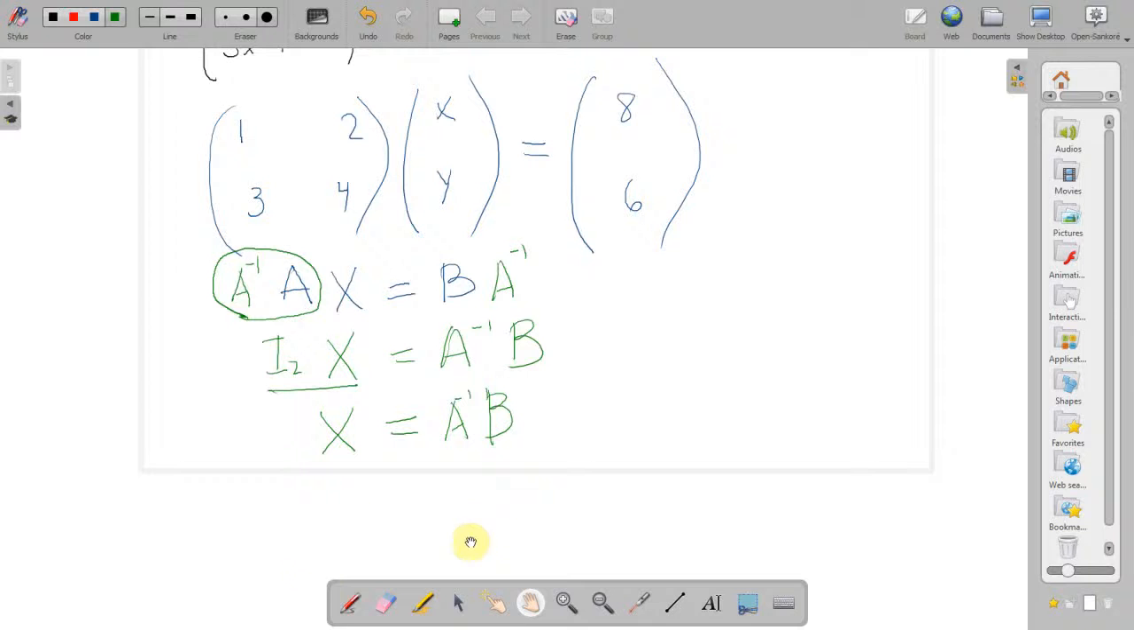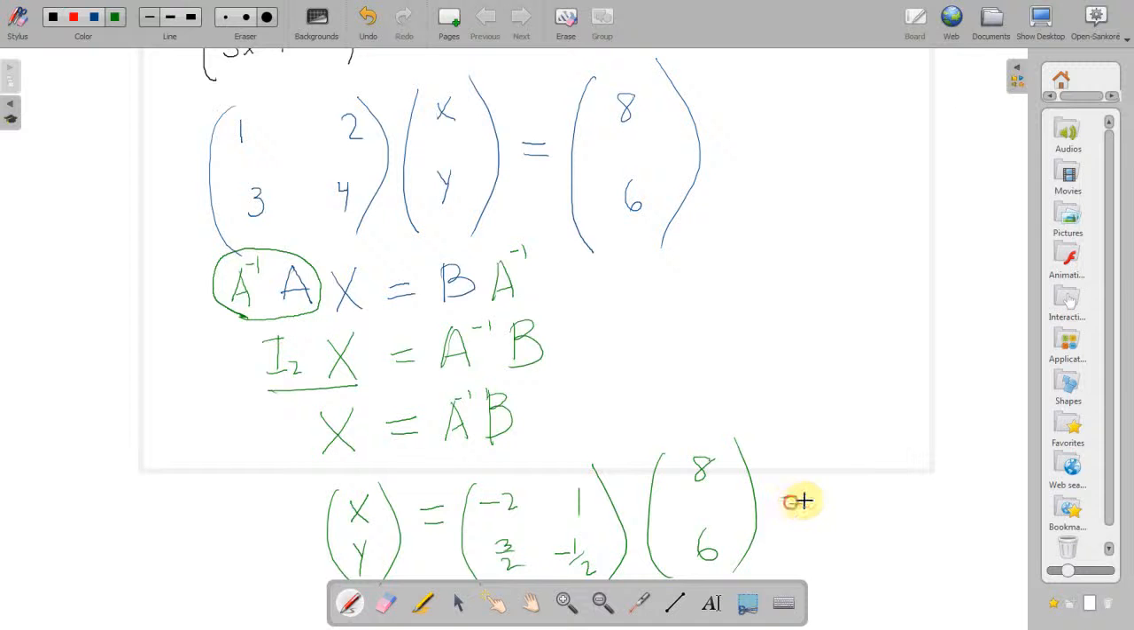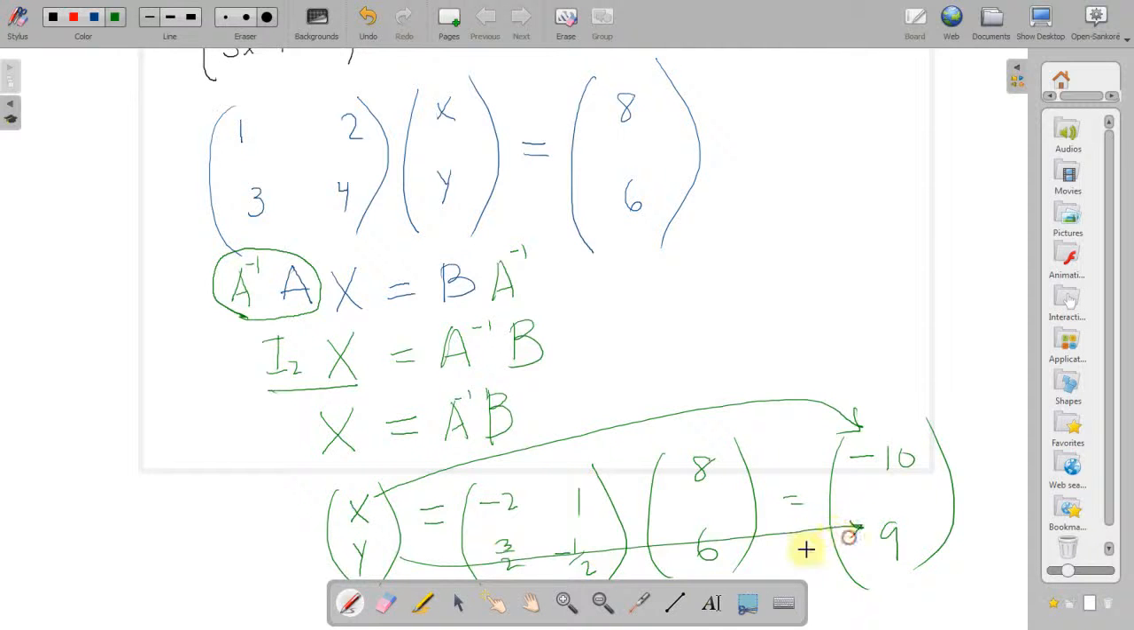And remember that X actually represents a matrix with elements x and y. So it's equal to what we did before: the inverse matrix, which was -2, 1, 3/2, -1/2, multiplied by the matrix 8, 6. And so we said we got -10, 9. So now we say x equals -10 and y equals 9. So this is basically the proof of how this works.